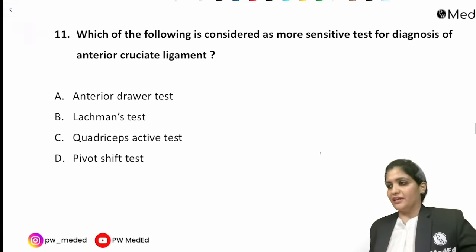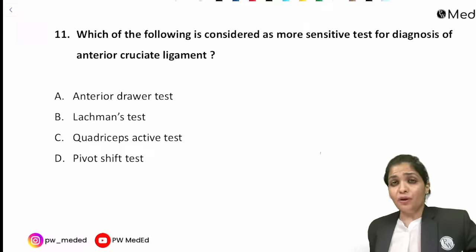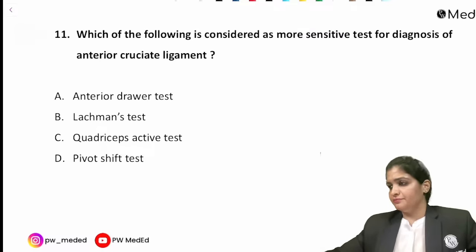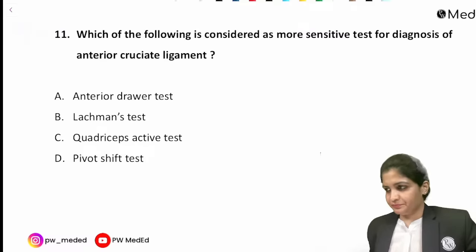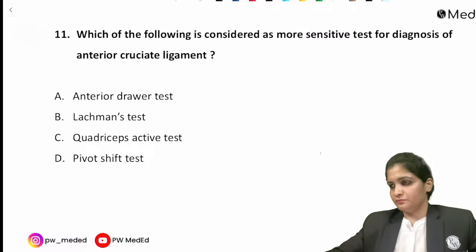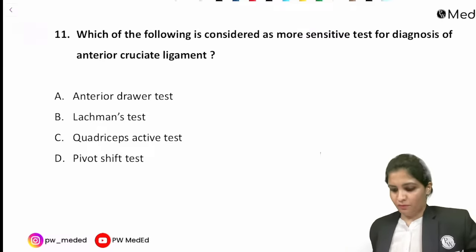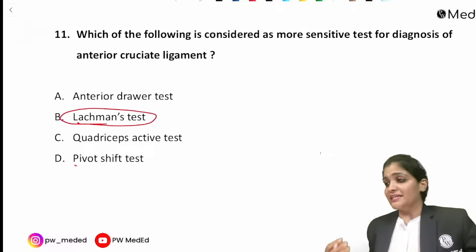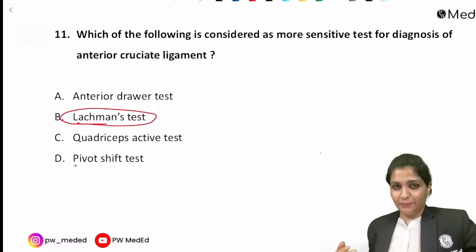Next. So now next question. Which of the following is considered as the most sensitive test for diagnosis of anterior cruciate ligament injury? I think most of you can answer this question. So the answer is Lachman's test. There are various tests which have been indicated for the ligaments around the knee joint.